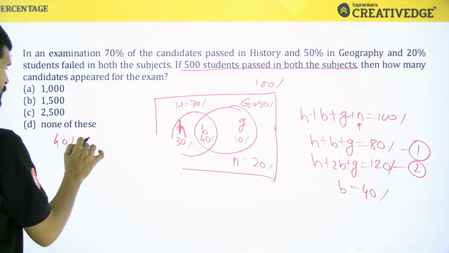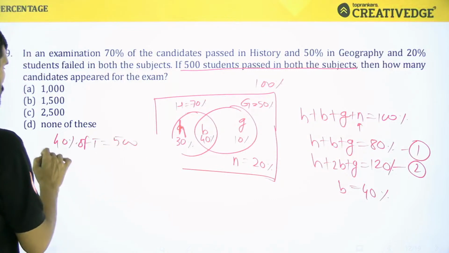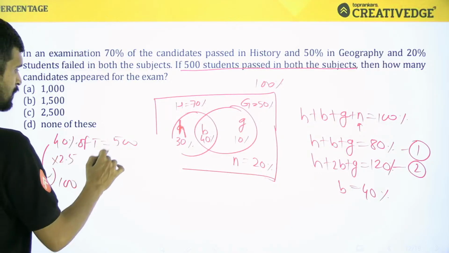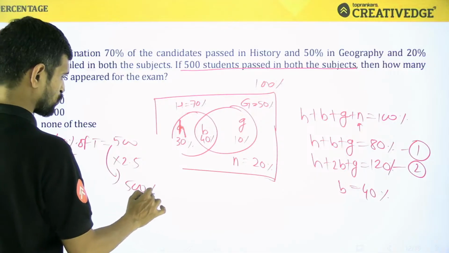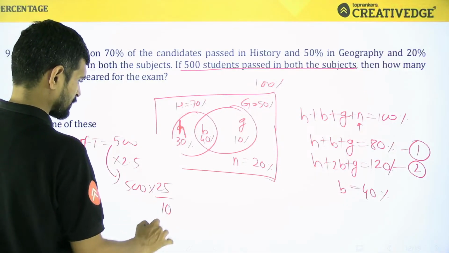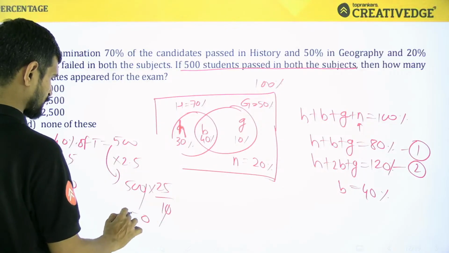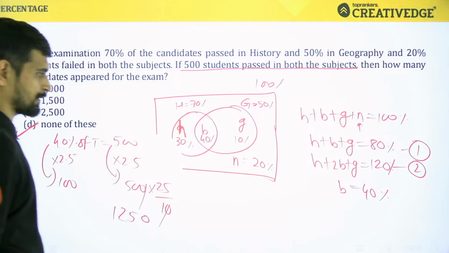40% of total is 500. So we need to convert this into 100. So we need to multiply it by 2.5. So 500 into 25 by 10. So 25 into 5 is 125. So our answer should be none of these.